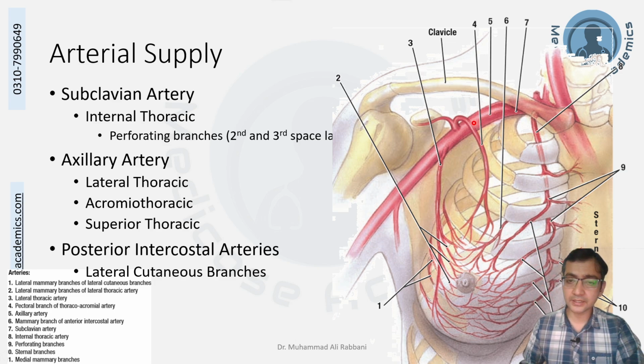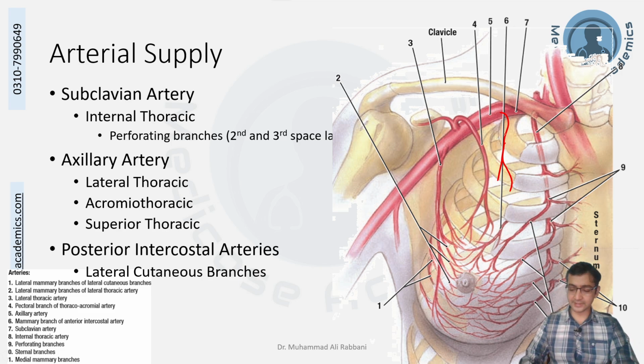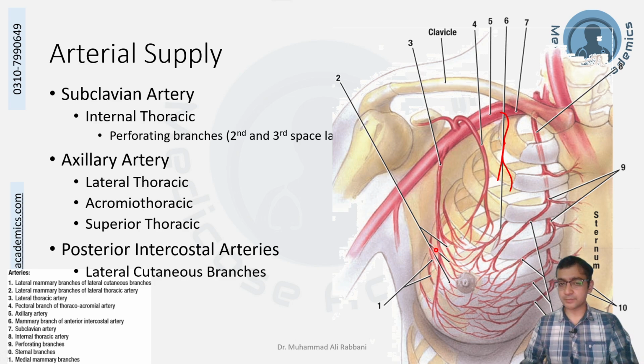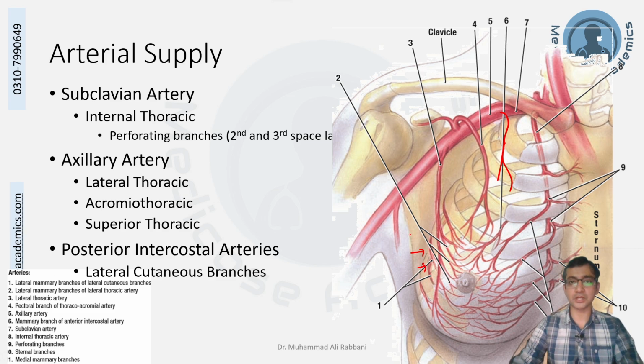Then comes the axillary artery. There again are 6 branches, not talking about those from the superior aspect. One artery that is not shown here is the superior thoracic artery, or highest thoracic artery, from the first part of the axillary artery. Then there is the pectoral branch of the thoracoacromial artery. This is the thoracoacromial artery, and this is one of its 4 branches. And then there is the lateral thoracic artery, majorly supplying from the lateral aspect. Then come these branches, the lateral cutaneous branches of the posterior intercostal arteries.